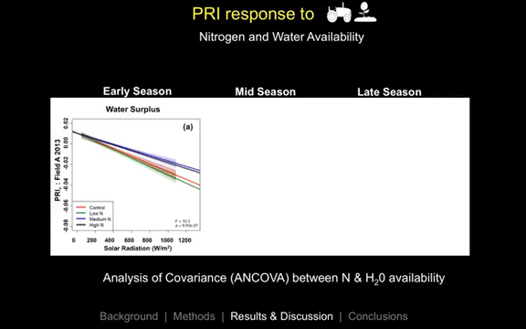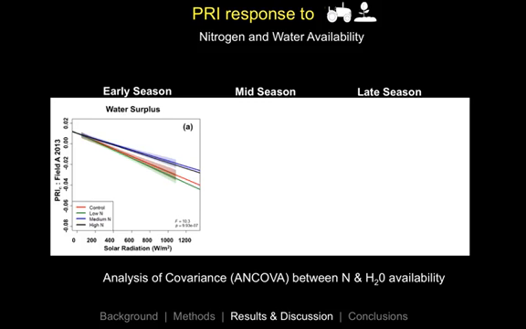So if we want to look at our PRI response to nitrogen and water availability, if we look back early in the season, and here, since theoretically the PRI should decrease with increasing solar radiation as that xanthophyll cycle interconversion occurs.